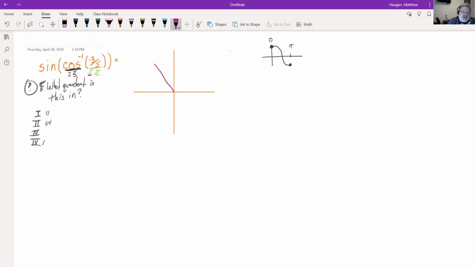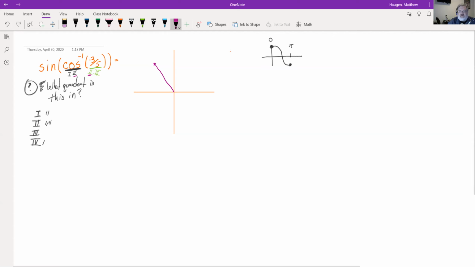Now, this is one of the reasons I like these questions, because they really make us put all the pieces together at once. Makes them a little bit tough, but it really helps us think through how all of our little things interact with each other. So we know this ray is somewhere out in quadrant 2.